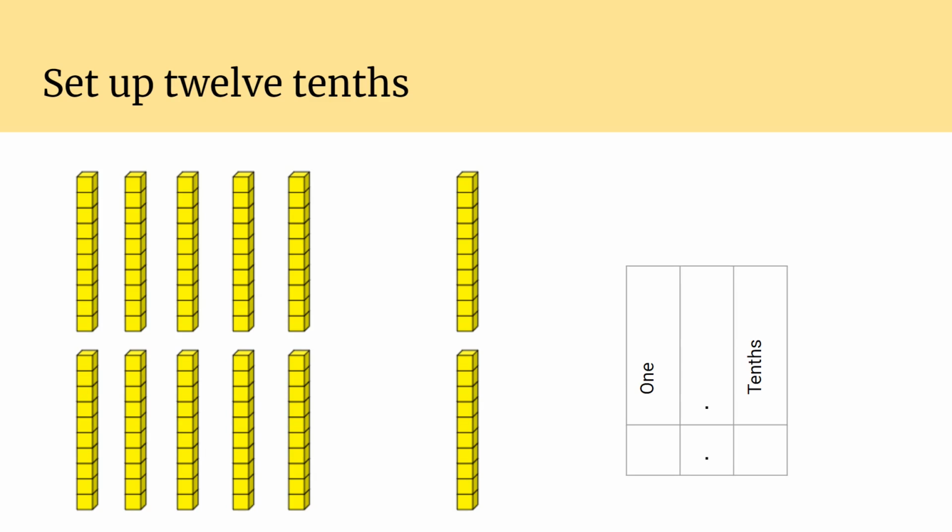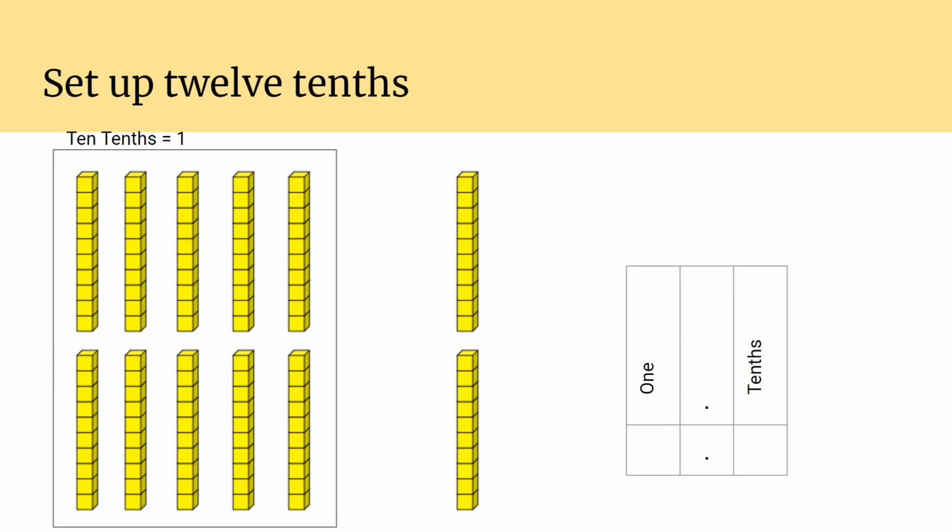Well, can I figure out how many whole ones I have in here? 10 tenths equals 1. So I can use that to say that there is 1 in the ones spot. And now I can see that I have 2 tenths left over. And we represent that as 1.2. But if you see this number, how many tenths are there actually in 1 and 2 tenths? There's 12 tenths in there. That's an important thing to remember.